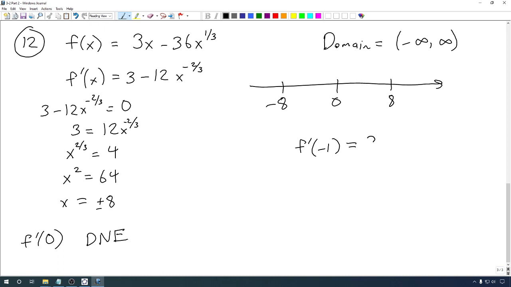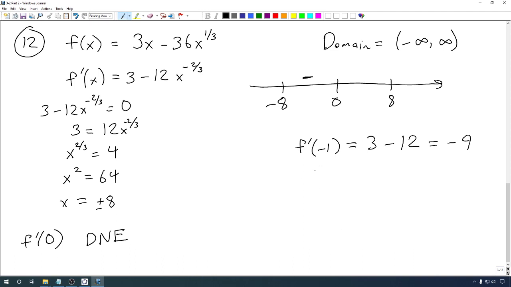There we have 3 minus 12 times negative 1 to the negative 2/3 power. Because of the 2 here, essentially we take the negative and get rid of the negative. So really we're just taking 3 minus 12. Negative 1 to the negative 2/3 power is a positive 1. When we subtract those, we get a negative 9. So our function is decreasing on negative 8 to 0. We have a negative derivative there the whole way.